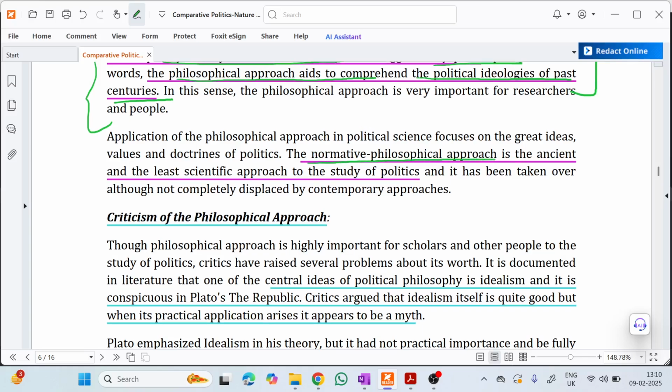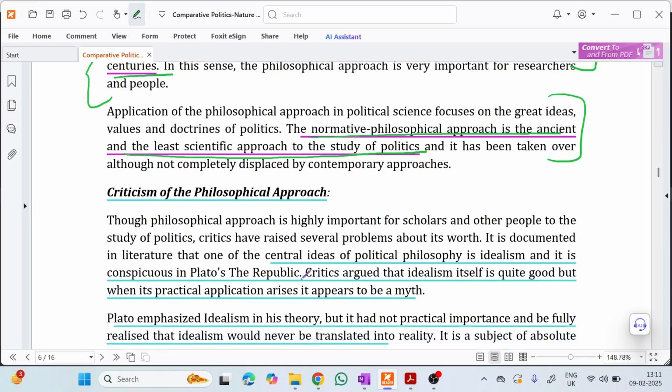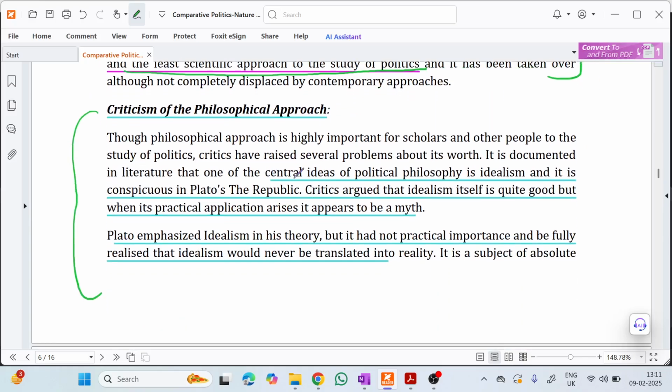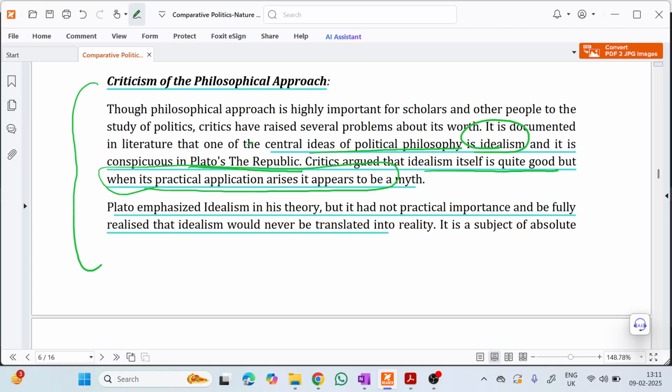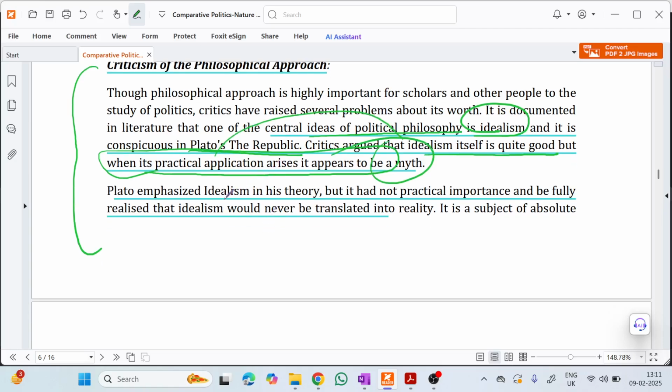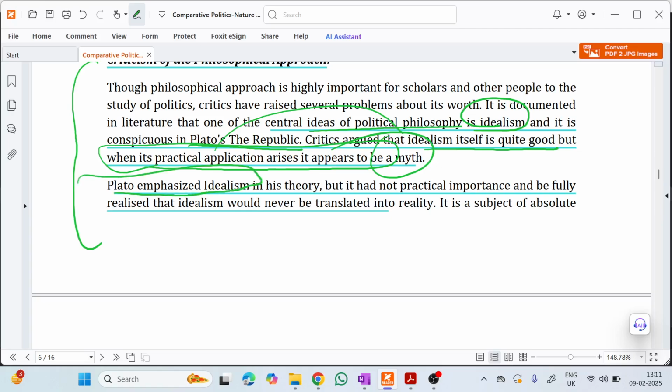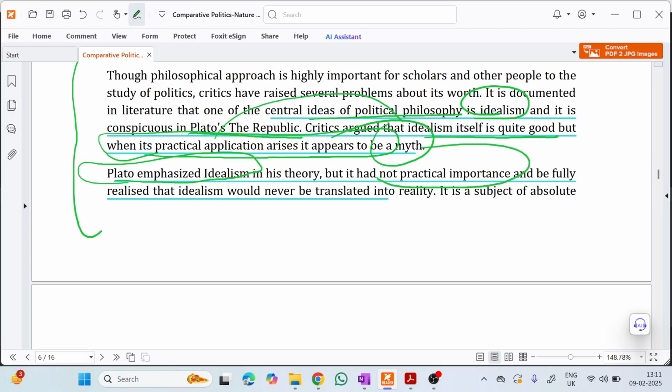Then the normative philosophical approach is the ancient and the least scientific approach to the study of politics. So both these terms are not difficult to understand. Now let's have a look at the criticism. The central idea of political philosophy is idealism, and it is conspicuous in Plato's The Republic. Critics argue that idealism itself is quite good, but it cannot be considered in practical situations. In a practical situation, it will become a myth. Plato emphasized idealism in his theory, but it has no practical bias.